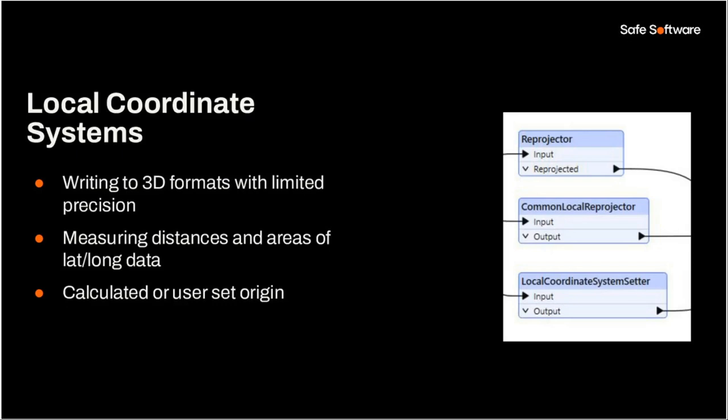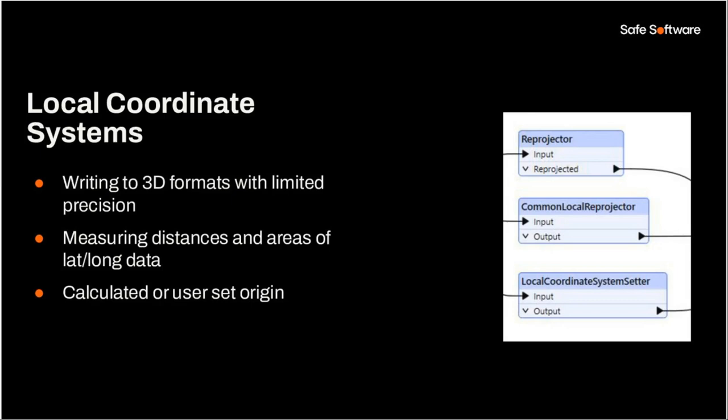There's also local coordinate system support. These are useful when using 3D data, such as BIM with 32-bit coordinates, which loses precision with larger numbers like those in most coordinate systems. They are also good for measuring length and area of lat-long data. However, we do not recommend Web Mercator for this.